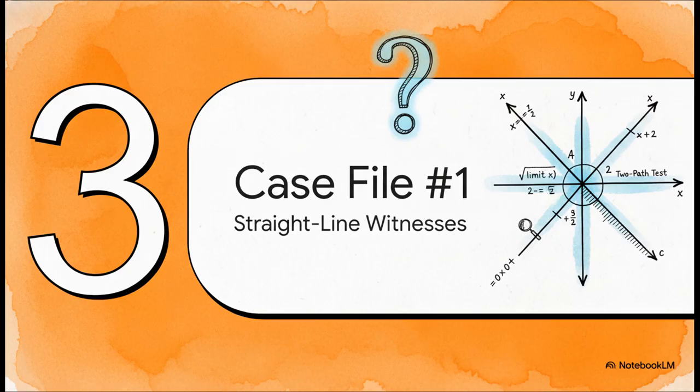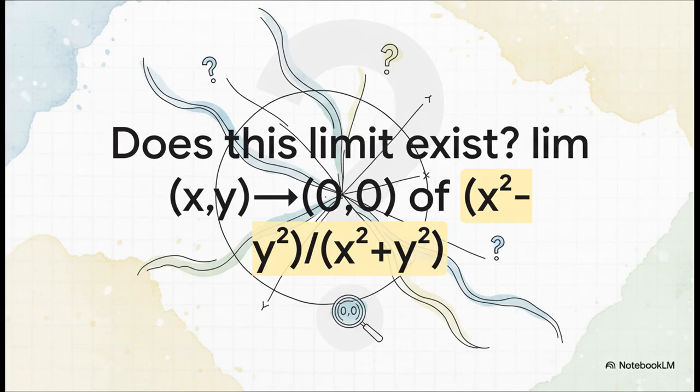All right, time to open our first real case file. This is a classic, the kind of problem you're going to see all the time, and we're going to solve it with our good old two-path test, just by interviewing our two most reliable witnesses, the x-axis and the y-axis. Here is our suspect. We need to know what's happening to this function as we get super close to the origin, to (0, 0). Now, if we try to just plug in (0, 0), we get 0 over 0. So direct substitution is out. It is time to investigate some paths.